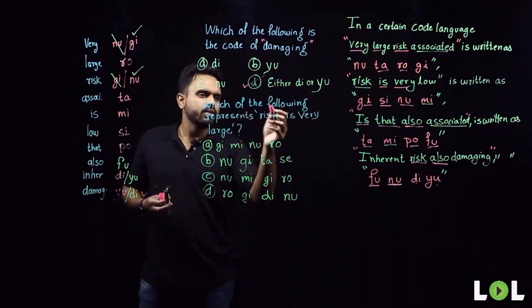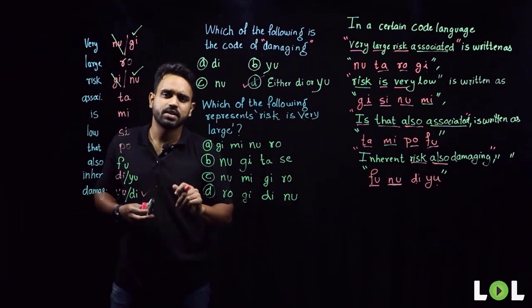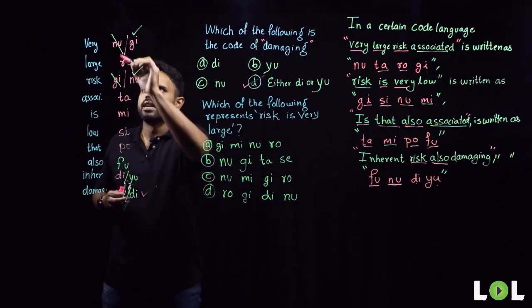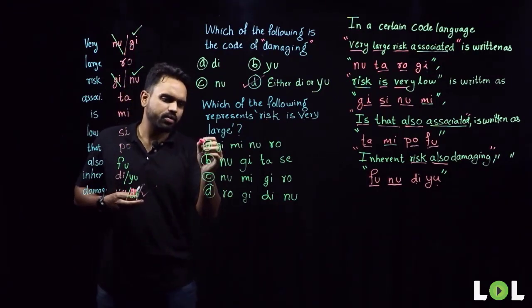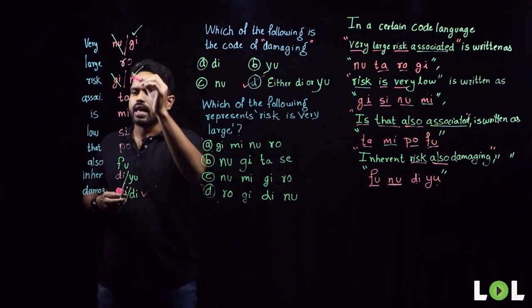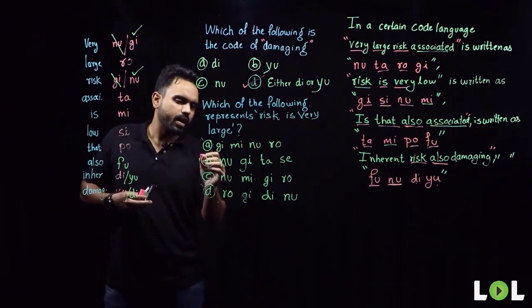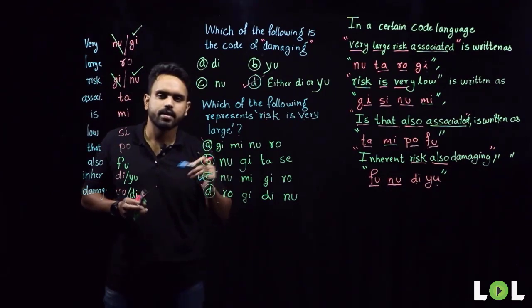Which of the following represents risk is very large? So risk is very large. Risk is NU. So I'll have to strike these two off. These are not for sure my answers. Is is me. So I'll have to strike this one also. So my answer for sure is C.